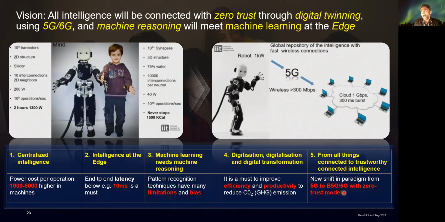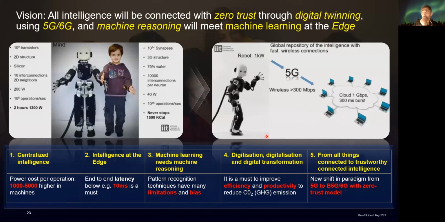So all intelligence will practically be connected with a zero trust approach, and we will make use of digital twinning, and the connectivity between the intelligent parts of the network will be through 5G, its enhancements, and therefore 6G.